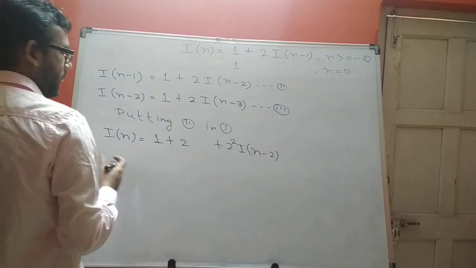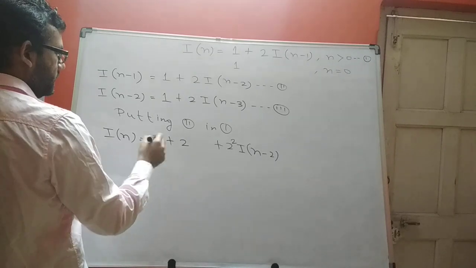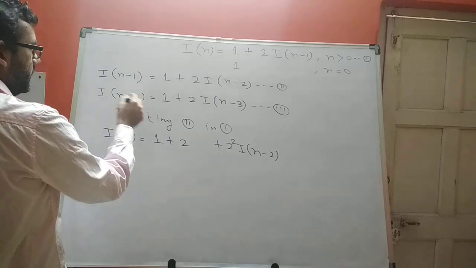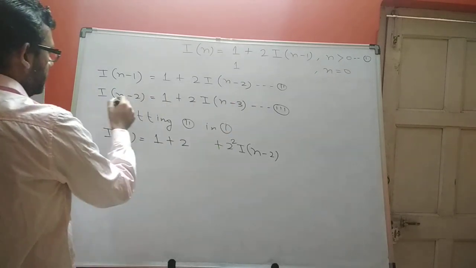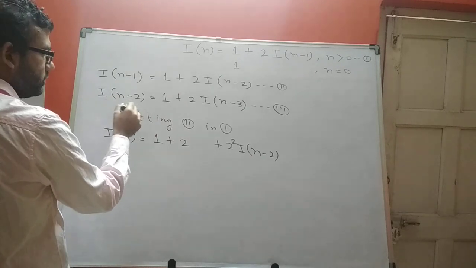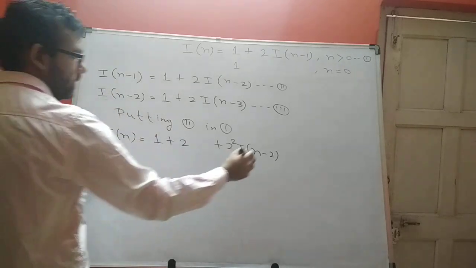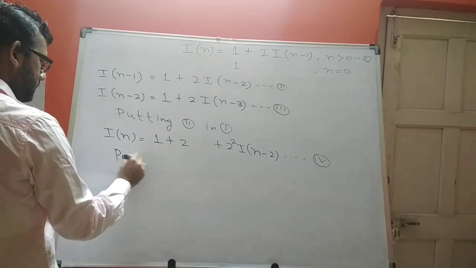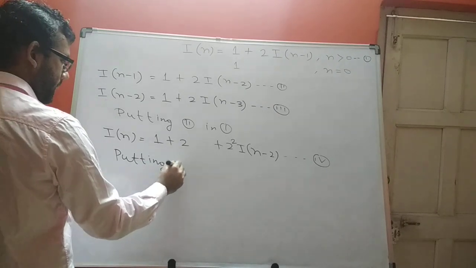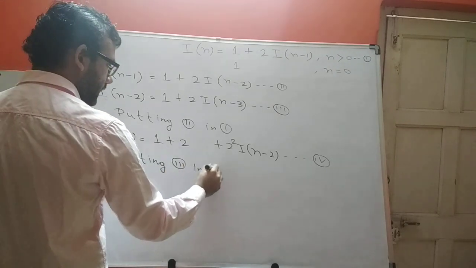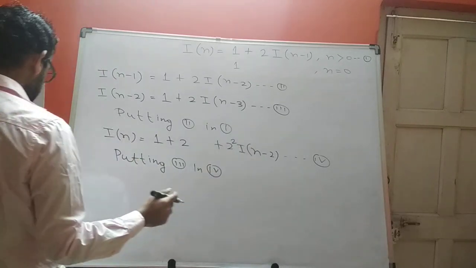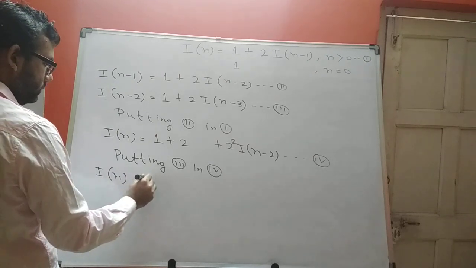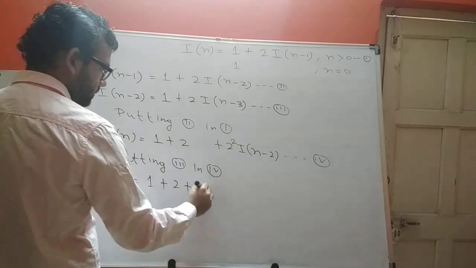Right? Okay. So now what I'll do is, I'll take this expression. Now see, this expression contains I of n minus 2. So now my equation 3 contains an expression for I of n minus 2. So I'll take this and I'll substitute in this equation. Let's call this 4. So now what I'll do is, I'll put 3 in 4. So I'll substitute 3 in 4 and I'll get I of n is equal to 1 plus 2 plus 2 to the power of 2.